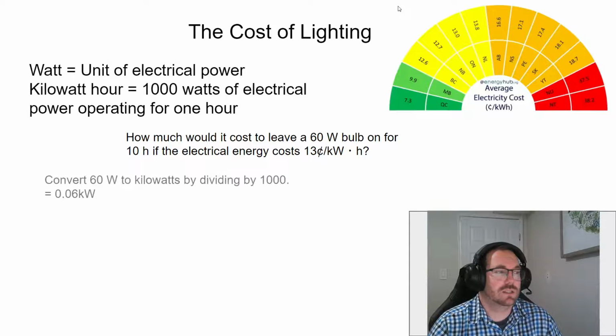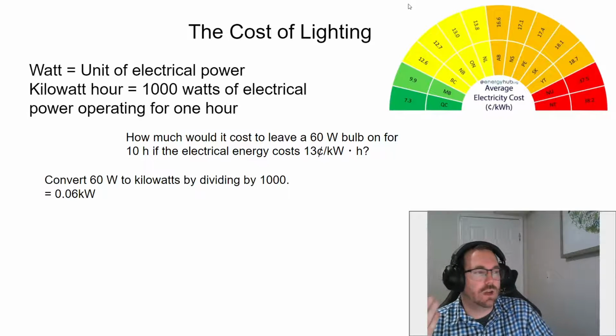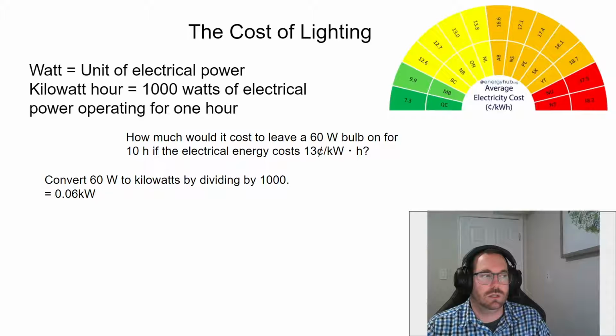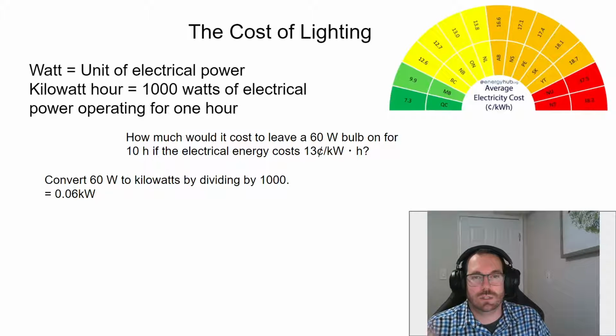So first of all, in order to solve this, let's begin by converting 60 watts to kilowatts by dividing by 1,000. So 60 watts is the exact same, if we divide that by 1,000, as 0.06 kilowatts. I'm just converting. It would be the same thing if we were converting meters to kilometers, that kind of thing.